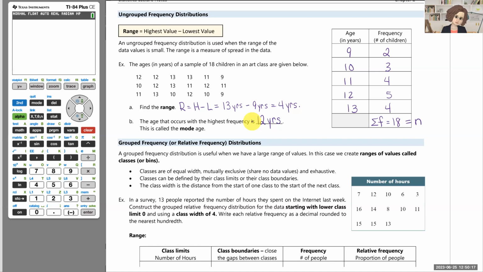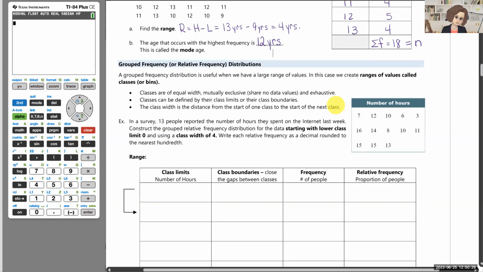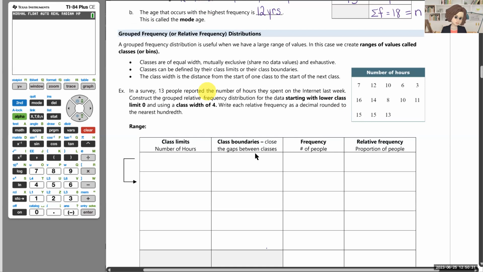All right, so now we're going to move to grouped frequency distributions, because writing each value one by one is not always so helpful. So let's take a look at this example, and we'll start talking about the process here. So in this example, it's a survey. We have 13 people that reported the number of hours they spent on the internet last week. So I'm going to go ahead and start with the range here. So it looks like the highest value is 16 and the lowest value is 3.